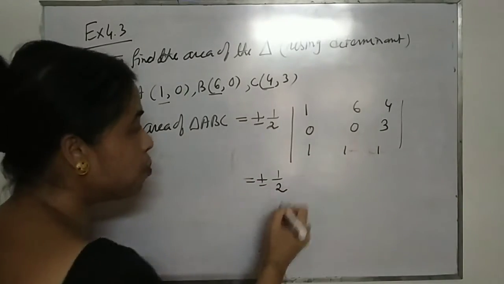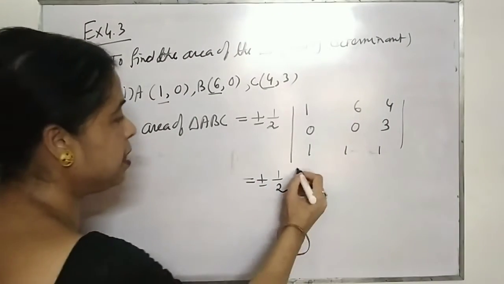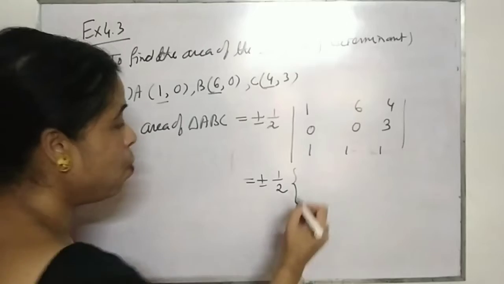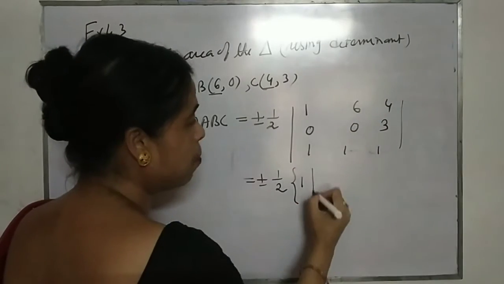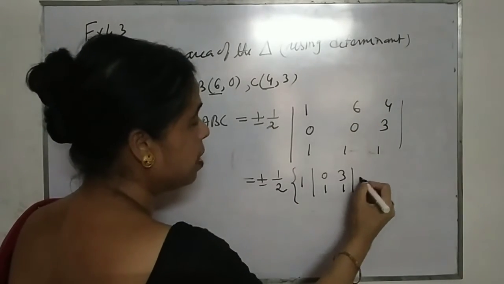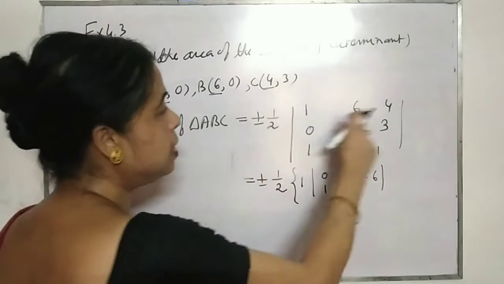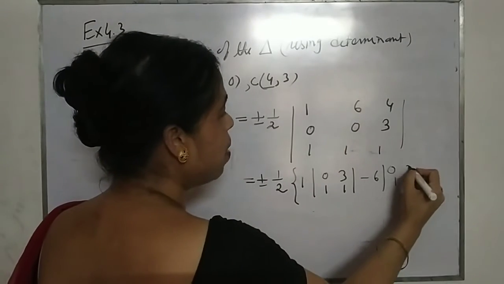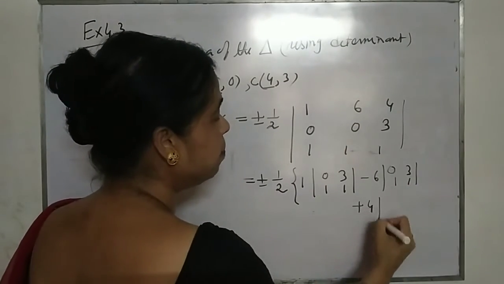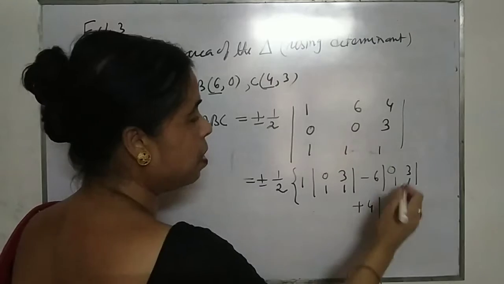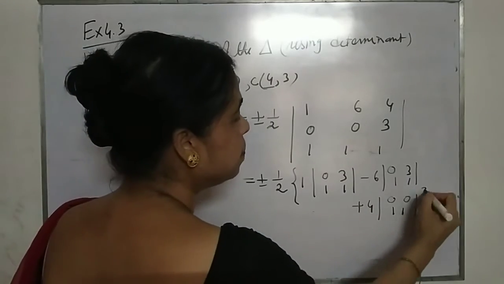You may use properties or evaluate directly. I am just directly evaluating. 1, deleting the row and the column, what is left? 0, 1, 3, 1. You can skip this step if you want. Then minus 6, deleting this row and column, what is left? 0, 1, 3, 1. Then plus 4, deleting the first row, third column, this is 0, 0, 1, 1.